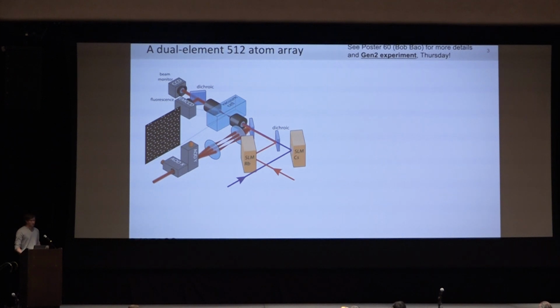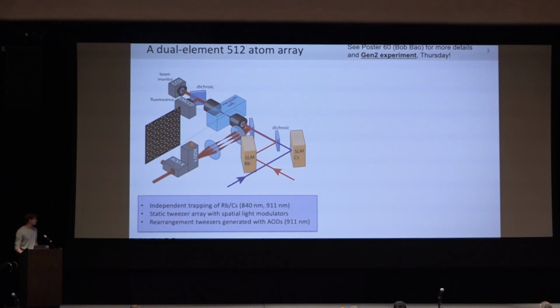So our experiment looks much like the others you've seen, with one little distinction, that we have two SLMs here, which generate two independent trapping arrays, one for rubidium and one for cesium. And each of these is at its own wavelength. And what that means is that when we want to trap rubidium atoms, they only get trapped in the rubidium traps. And when we want to trap cesium atoms, they only get trapped in the cesium traps.